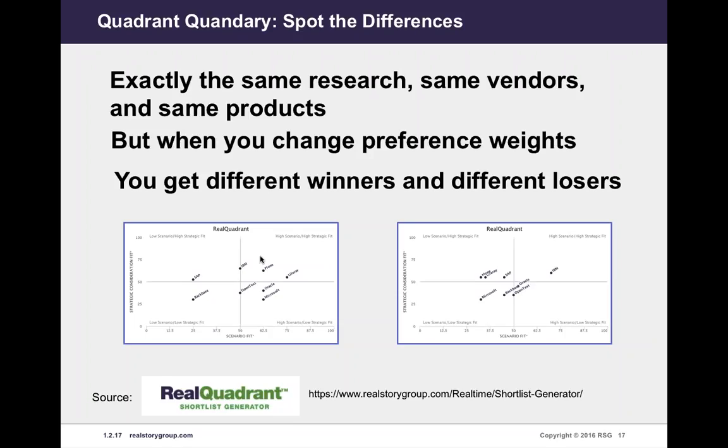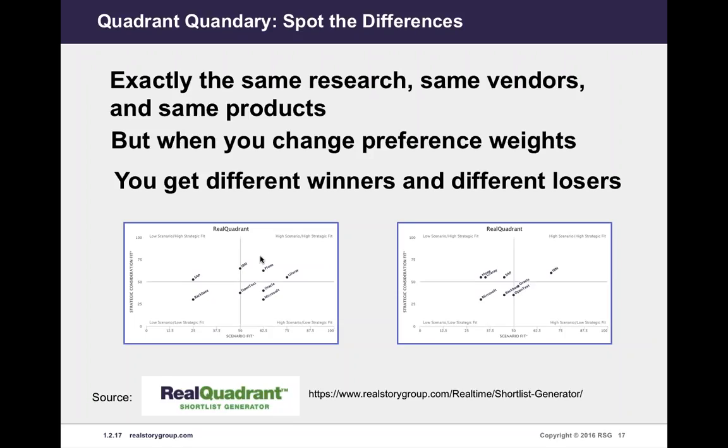So you could be justified in asking how is it that you use everything the same, the exact research, but still end up with different quadrants. That's because these quadrants are really sensitive to the assumptions behind them. So by tweaking the preference weights, these weights are nothing but customer requirements and customer preferences, you can end up with very different quadrants.